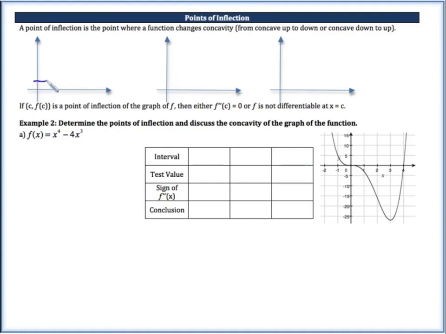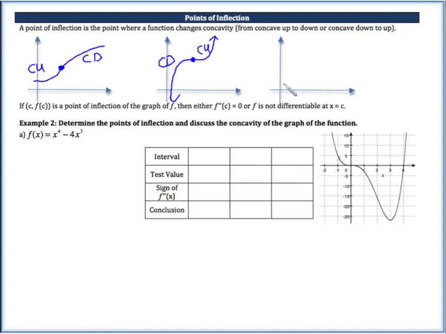In our first graph we have concave up, and then it switches to concave down right at this point right here. So that would be your point of inflection. We had concave up to concave down. Another example: here we have concave down, and then it switches to concave up. So here would be your point of inflection. Here was concave down, and here was concave up.